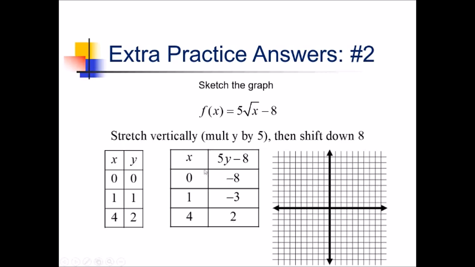Putting these on a graph, we have 0, negative 8 for our starting point. That's right about there. 1, comma, negative 3 is right there. And 4, comma, 2 is all the way up here. The 0, comma, negative 8 point, that is actually our starting point for the square root because that used to be 0, 0. So we'll start all the way down here and then go one direction through the other points like so.